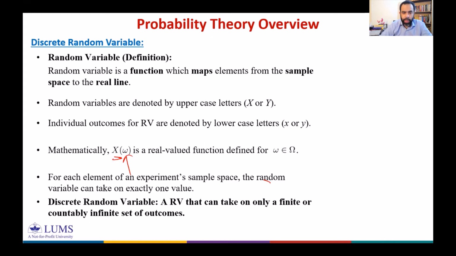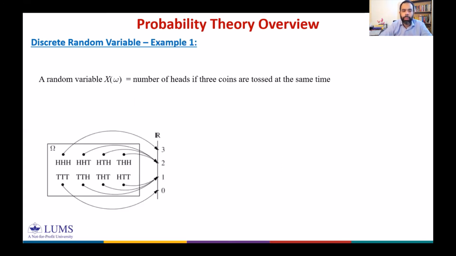Okay, let's talk about some examples to understand the concept of discrete random variable. Say you have a random variable X of omega that corresponds to the number of heads if you toss 3 coins at the same time. What are the possible outcomes? You can have 3 heads, you can have 1 tail and 2 heads, you can have 2 tails and 1 head, or you can have all the 3 tails. So these are the possible outcomes. Sample space looks like this.